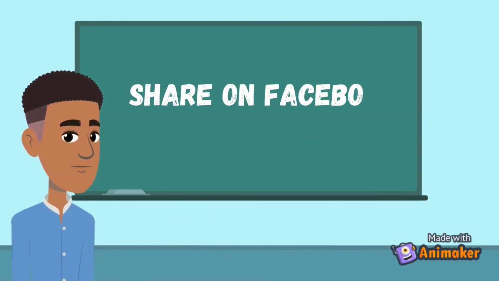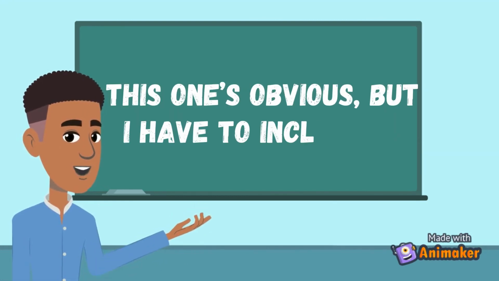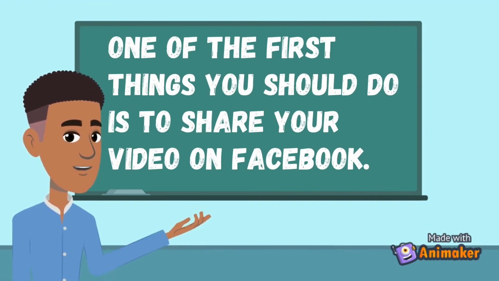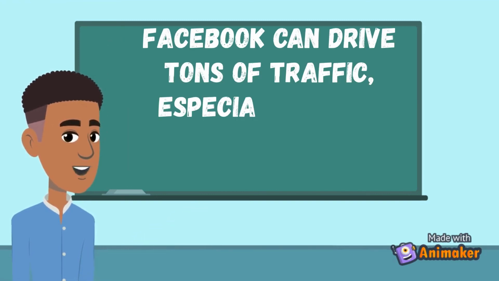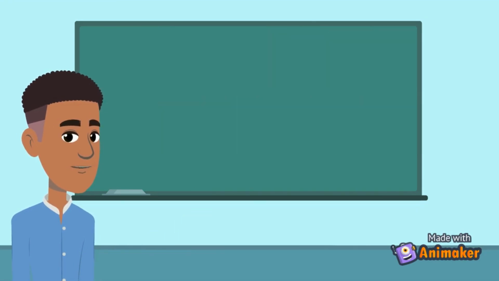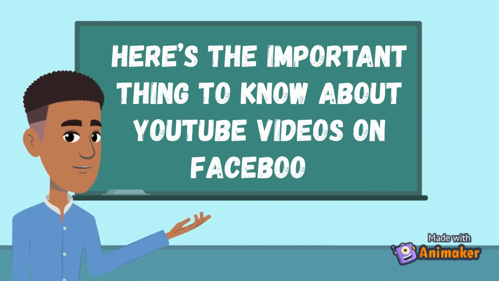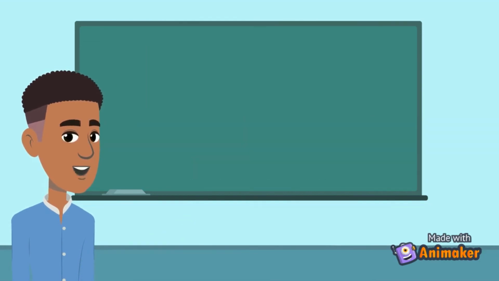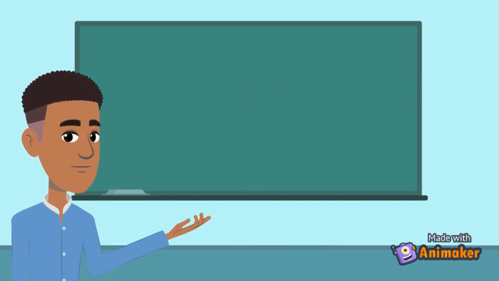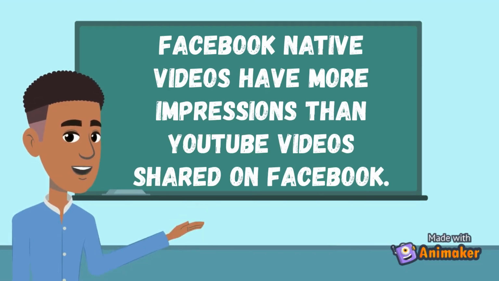Share on Facebook. This one's obvious, but I have to include it. One of the first things you should do is to share your video on Facebook. Facebook can drive tons of traffic, especially if you include an engaging description. Here's the important thing to know about YouTube videos on Facebook. According to research from Moz, Facebook may be your best video advertising option. Why is this? It's a simple numbers game. Facebook native videos have more impressions than YouTube videos shared on Facebook.